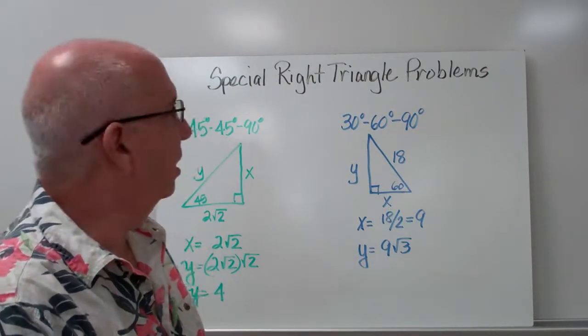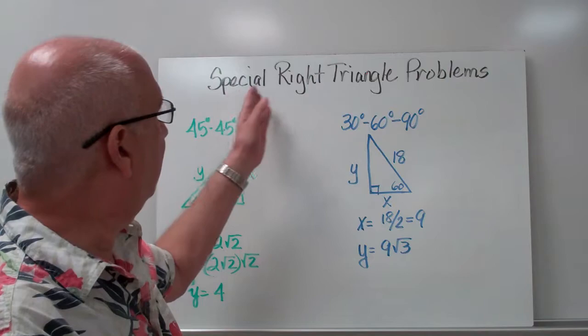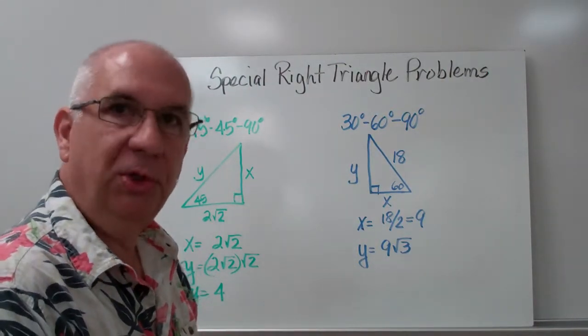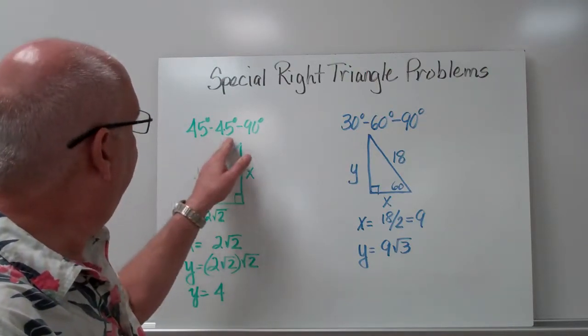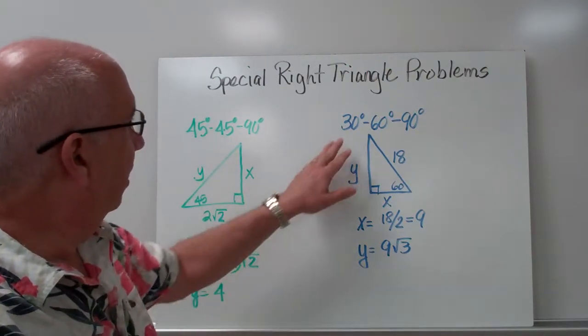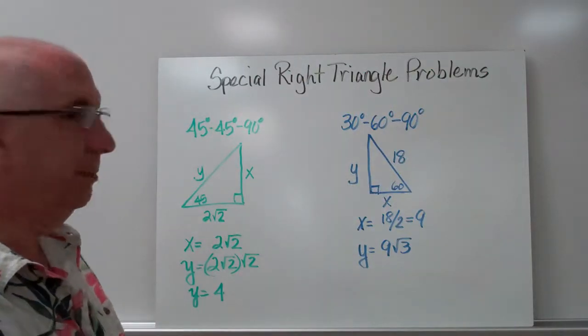Welcome. Today's lesson is about solving problems using special right triangles. There are two special right triangles as we've learned previously. They're the 45-45-90 triangles and the 30-60-90 triangles.